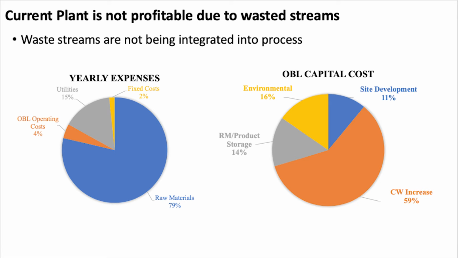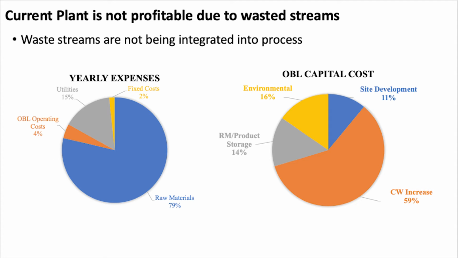OBL, or the outer battery limit capital costs, also need to be factored into the plant's total capital. The main contributors to this cost are the product storage facilities needed and the increase in cooling water needed. While evaluating the economics, we found these costs to be slightly higher than the IBL capital costs by around $2 million.